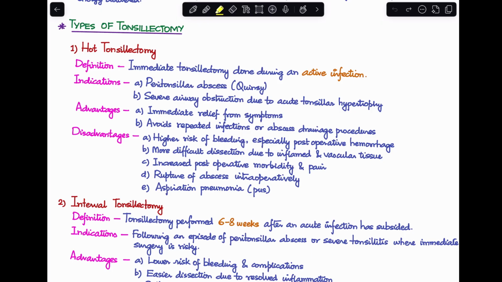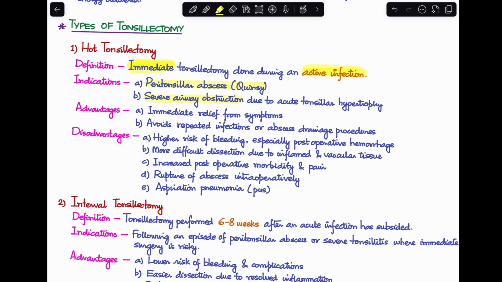So, what is hot tonsillectomy? Hot tonsillectomy is when you perform an immediate tonsillectomy during an active infection. Usually, when do we perform this? This is usually done following a case of peritonsillar abscess, also known as quinsy. Or second, we can do it in a case of severe airway obstruction occurring due to acute tonsillar hypertrophy. These are the two indications of hot tonsillectomy.